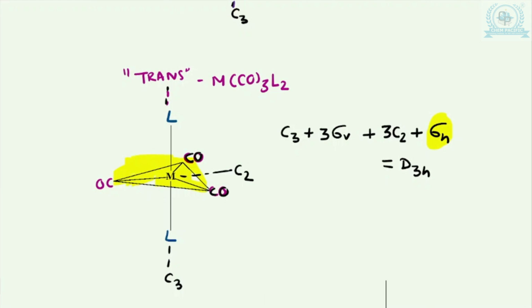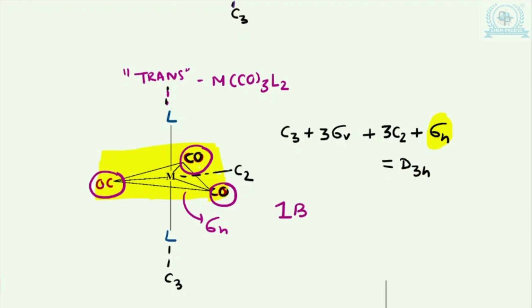So this is our sigma H plane, which is containing the 3 equatorial. It is perpendicular to the principal axis. And in this case, you can see this is containing our 3 equatorial CO, as a result of which we are going to get one band due to these 3 CO, because they all belong to the same sigma H plane. And there is no other CO present in this structure, so this structure contains one band only. Now let us move on.